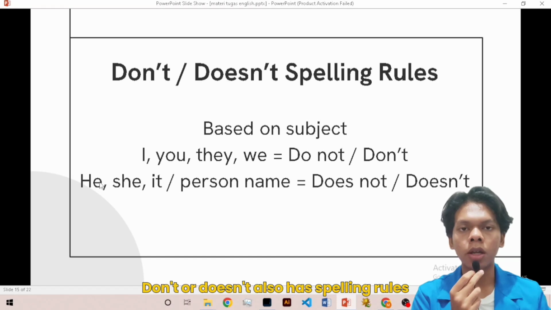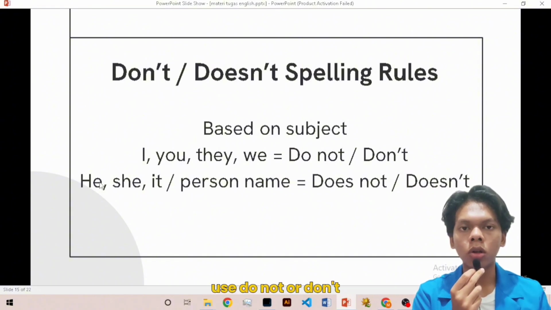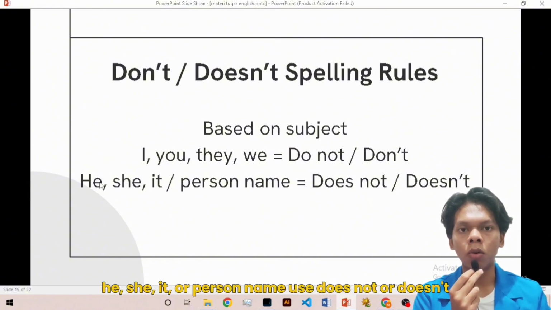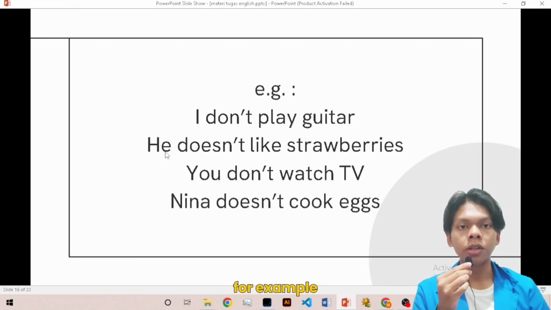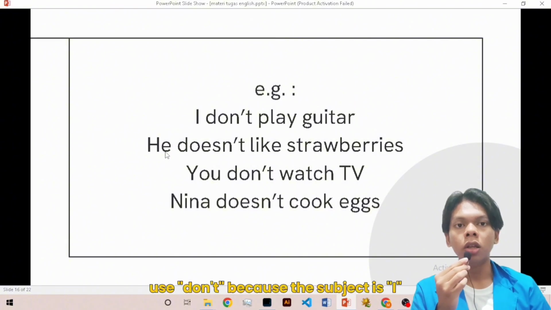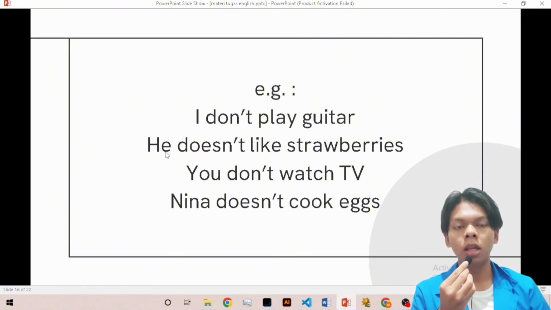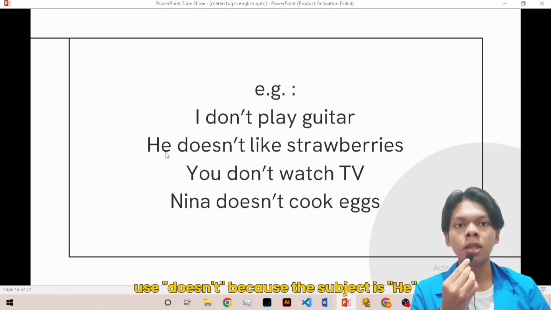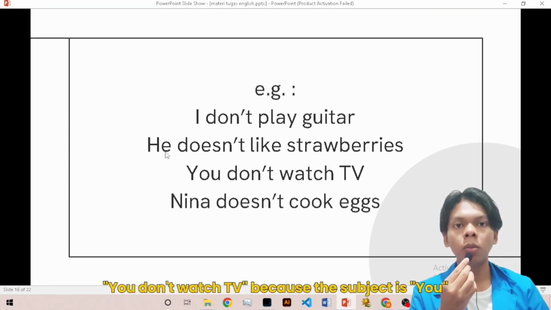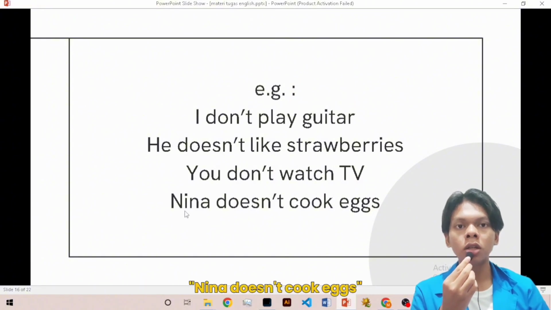Don't or doesn't also has spelling rules, the same as verb 1, based on the subject. I, you, they, we use do not or don't. He, she, it, or person name use does not or doesn't. For example, I don't play guitar. Use don't because the subject is I. He doesn't like strawberries. Use doesn't because the subject is he. You don't watch TV because the subject is you. Nina doesn't cook eggs. Use doesn't because the subject is Nina, which is a person name.